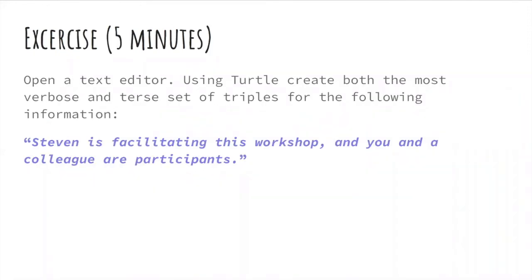For the exercise in Module 2, let's take 5 minutes, open any text editor of your preference, and using Turtle, create both the most verbose and terse sets of triples for the following information. Stephen is facilitating this workshop, and you and a colleague are participants. You don't need to use real URIs. Blank nodes are perfectly acceptable for this exercise. Also, try not to get carried away with modeling events. I'll try to make possible approaches available on the wiki page for Module 2.